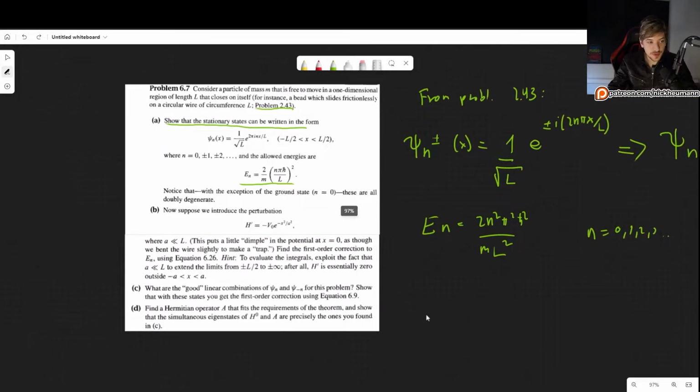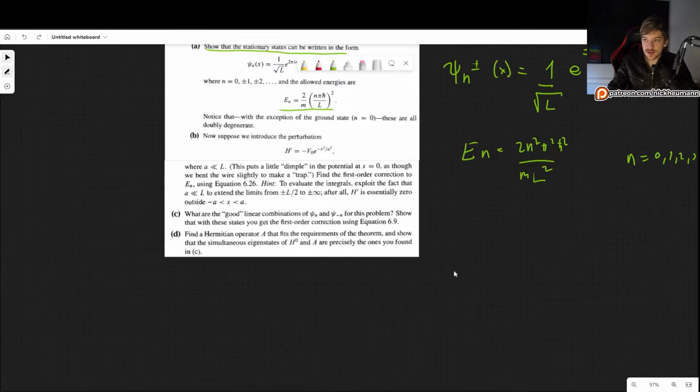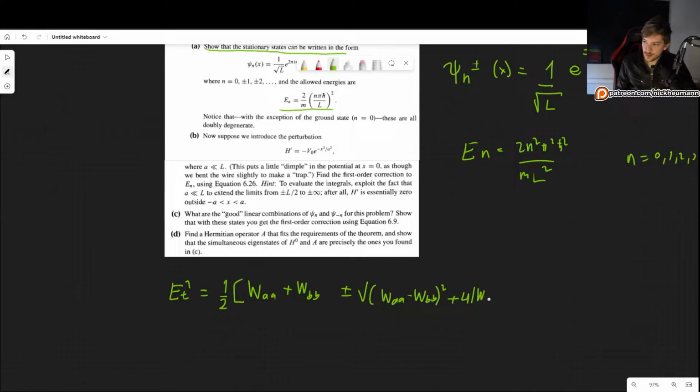Now, what is that result? Let me just, as a quick refresher, write it down here. So how do we find the energies? The energy, so E plus or minus, the first correction, this is 1/2 of W_AA plus W_BB plus or minus the square root of (W_AA minus W_BB) squared plus 4 times the modulus of W_AB squared.